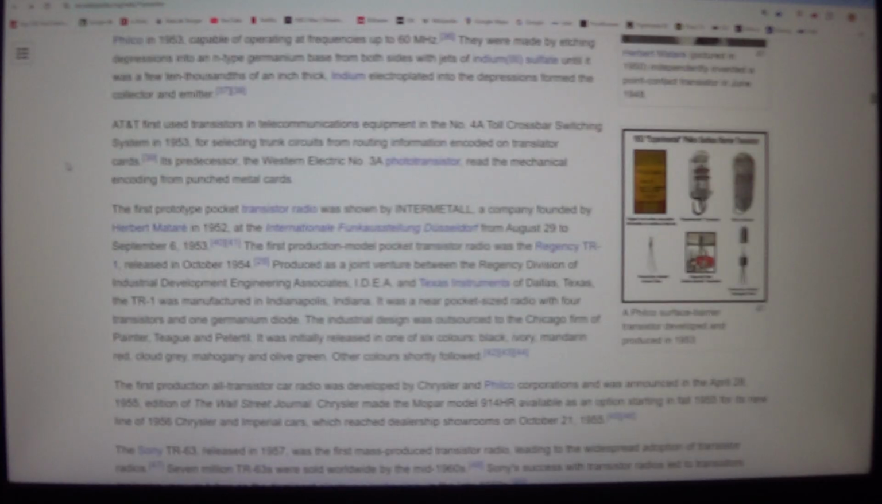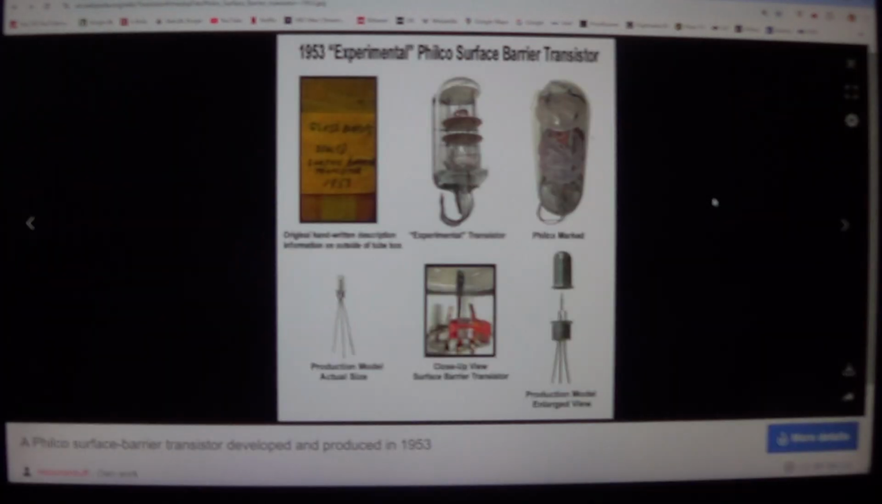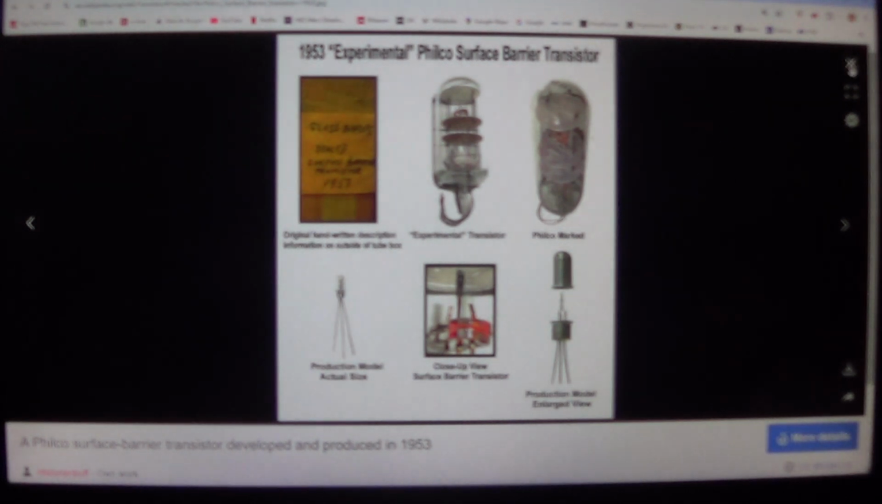AT&T first used transistors in telecommunications equipment in the No. 4A toll crossbar switching system in 1953, for selecting trunk circuits from routing information encoded on translator cards. Its predecessor, the Western Electric No. 3A phototransistor, read the mechanical encoding from punched metal cards.